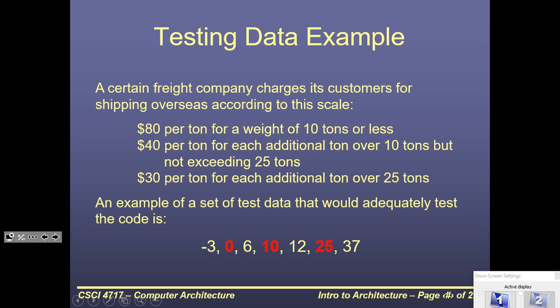Now, if you look at this, what are the cutoff points? 10 and 25, and 0. Because once again, the weight can't be negative. So 0, 10, 25, you want to test those breakout points. And then once again, you pick some number that is less than 0, any number between 0 and 10, and so on, from each interval. And that's your test data.